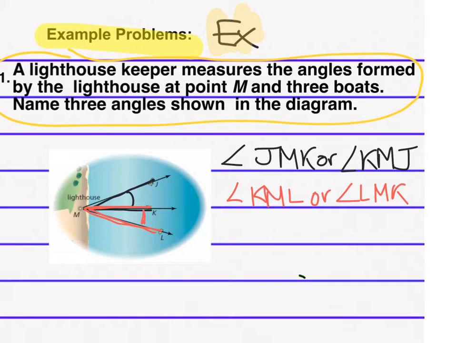Then you might be wondering, what's the last angle? The last angle is the big angle, JML, or if I do the other way, angle LMJ.